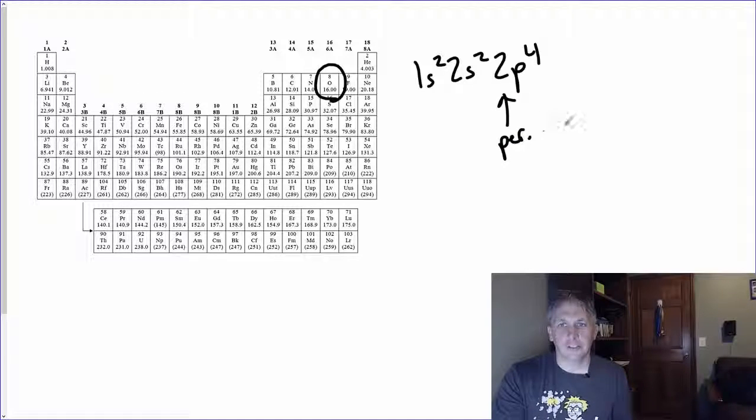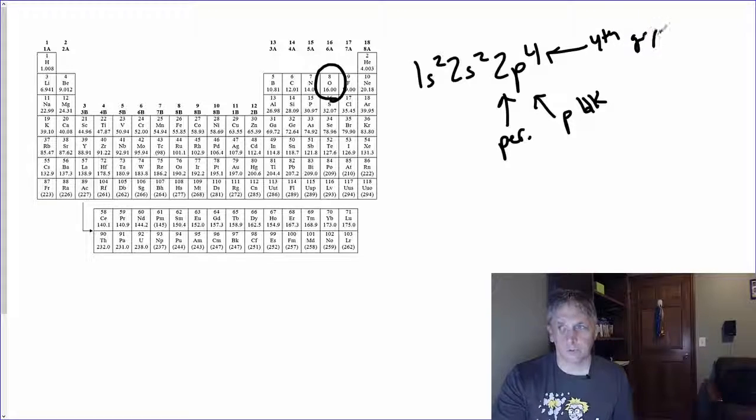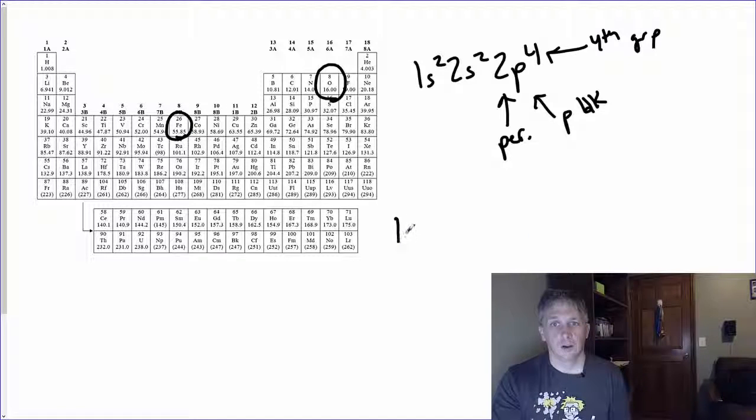But notice that oxygen, where it's located in the table, is in the second period, it's in the P block, and if you count which group in the P block it is, it's the 1, 2, 3, 4th group in the P block. So look at another one.